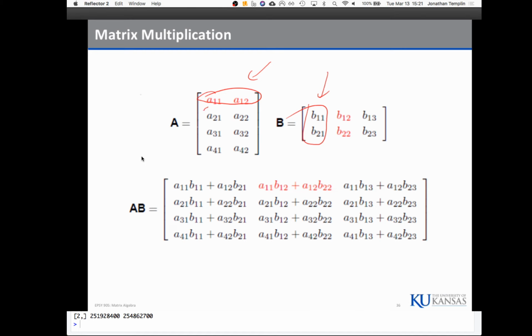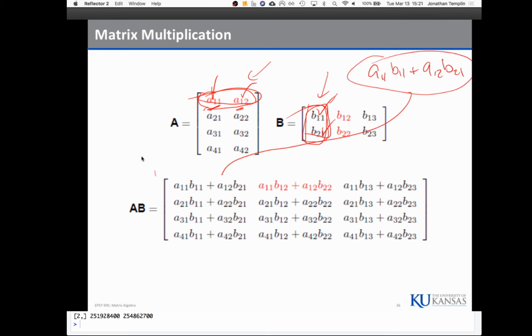Take a look right here. Row 1 of A is A11 and A12. Column 1 of B is B11 and B21. And so that dot product that we saw before, if these were both column vectors, was element by element multiplication and then summing together, right? So the new result would be A11 B11, the first element here times the first element there, plus the second element here times the second element there, A12 B21. And sure enough, that now becomes the very first element of the resulting matrix.